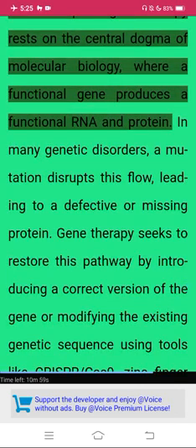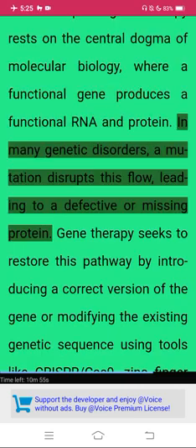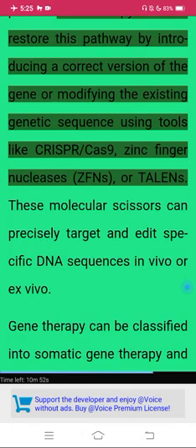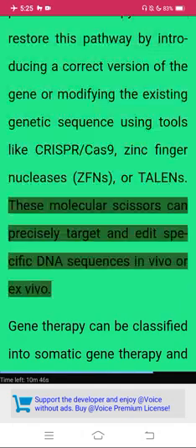The concept of gene therapy rests on the central dogma of molecular biology, where a functional gene produces a functional RNA and protein. In many genetic disorders, a mutation disrupts this flow, leading to a defective or missing protein. Gene therapy seeks to restore this pathway by introducing a correct version of the gene or modifying the existing genetic sequence using tools like CRISPR-Cas9, zinc finger nucleases (ZFNs), or TALENs. These molecular scissors can precisely target and edit specific DNA sequences in vivo or ex vivo.